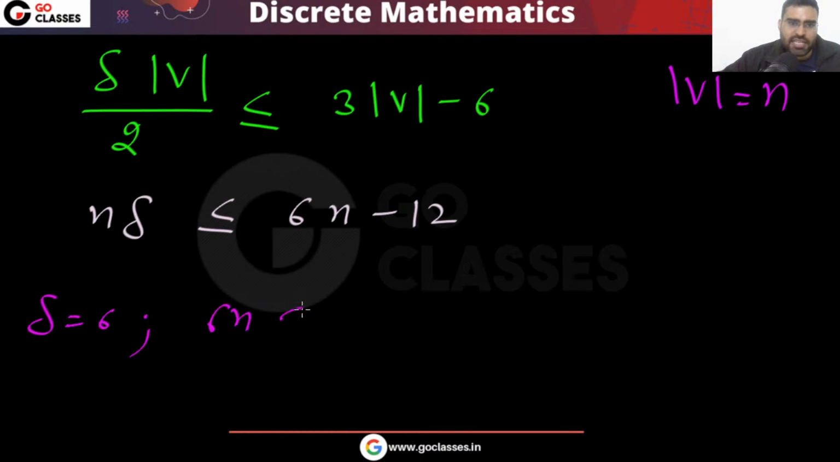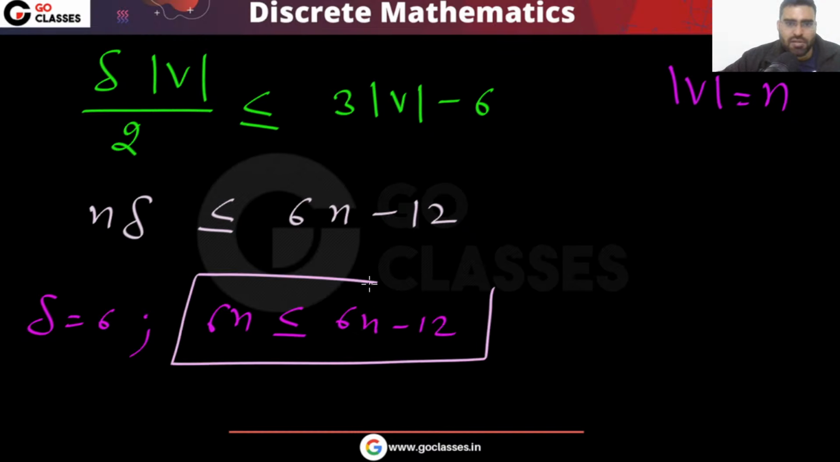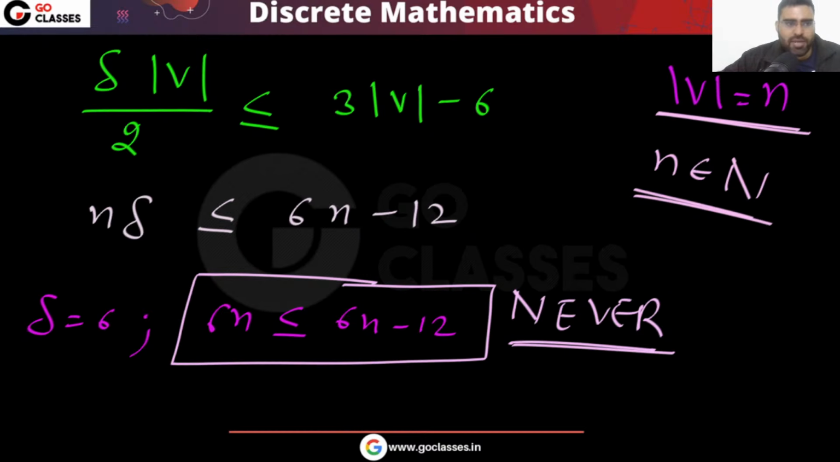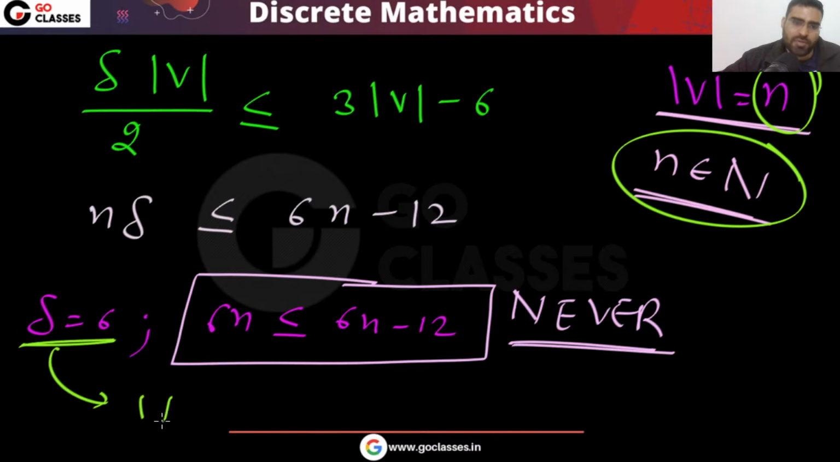Then you can notice 6n is less than or equal to 6n minus 12. Is this correct? Never. This can never happen, right? Yes or no? Because n is the number of vertices, and the number of vertices is always a natural number. Remember, this n is always a natural number. So this can never happen, so delta equal to 6 can never happen.